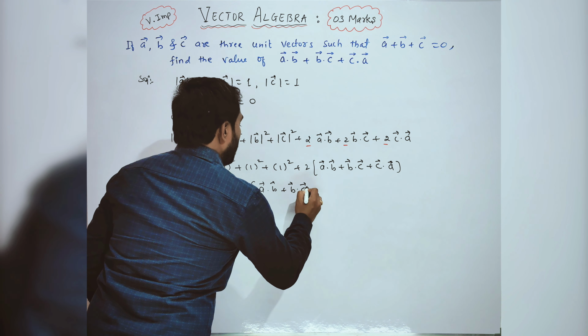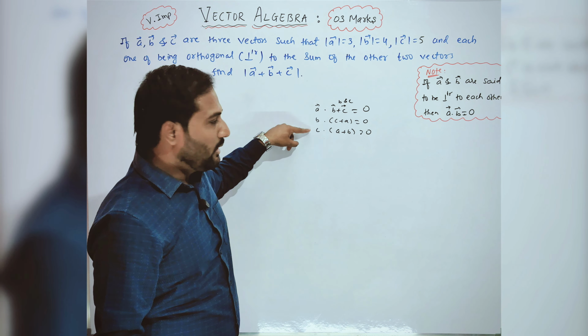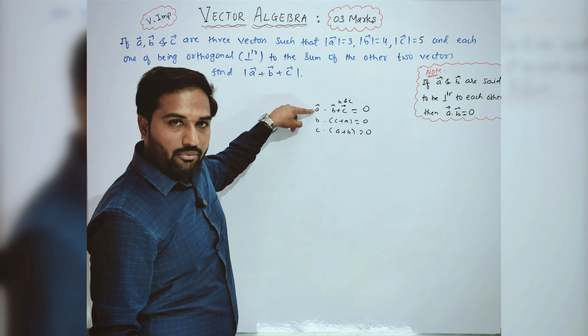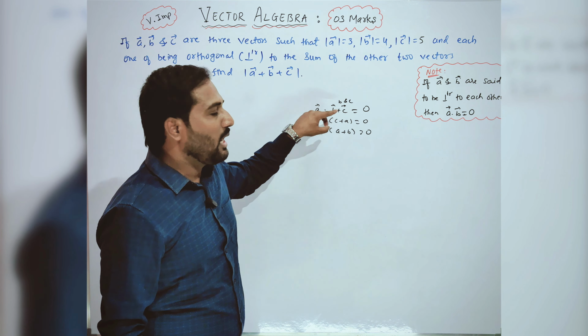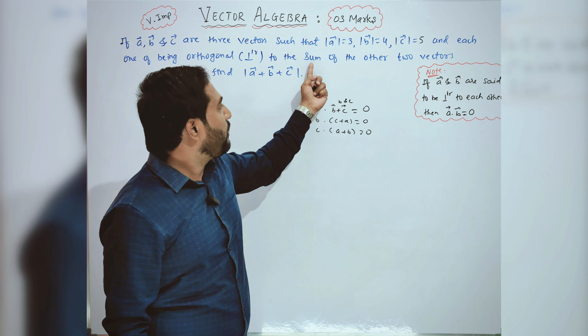We have three cases. Why three cases? We have three vectors here, A, B and C. Each vector is perpendicular to the sum of the other two. Each, in the sense that if A is considered, B and C are the other two vectors, and we need to take their sum. Here, their sum is equal to 0 because they are perpendicular, as stated in the statement.